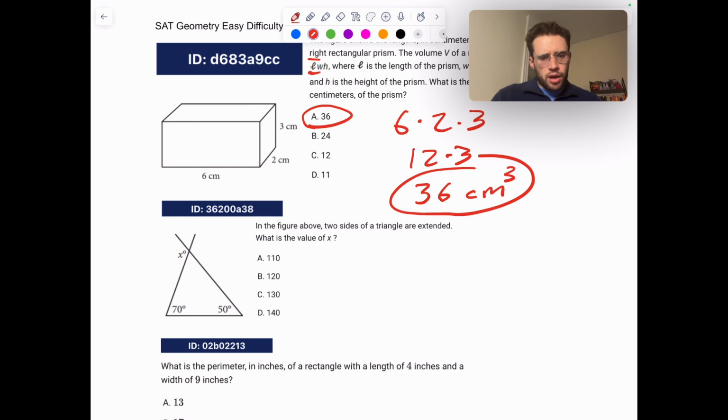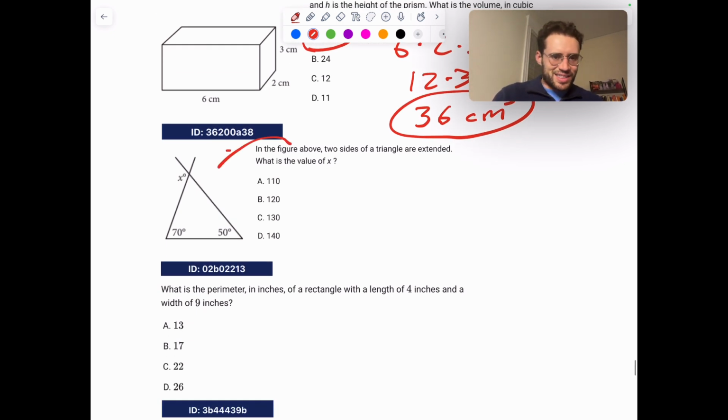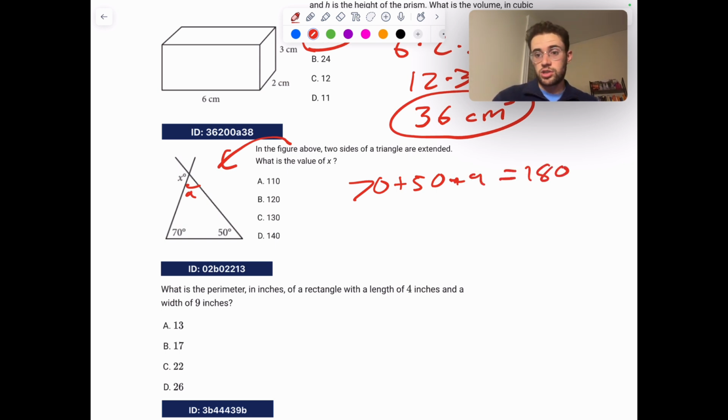In the figure above, and again, above means to the side here, because I had to fit it onto this page, two sides of a triangle are extended. What is the value of x? Well, we can find this angle up here, which is not labeled. But 70 plus 50 plus, let's call it angle A, adds up to 180 degrees, because the angles in a triangle always add up to 180. 70 plus 50 is 120. So 120 plus A equals 180. What plus 120 makes 180? A has to be 60 degrees.